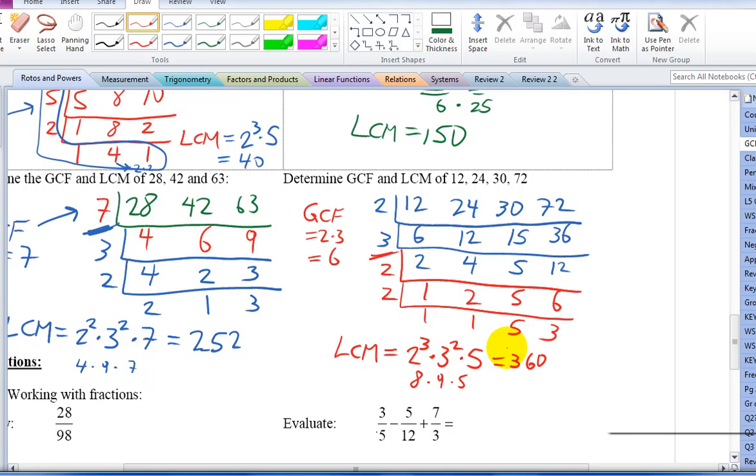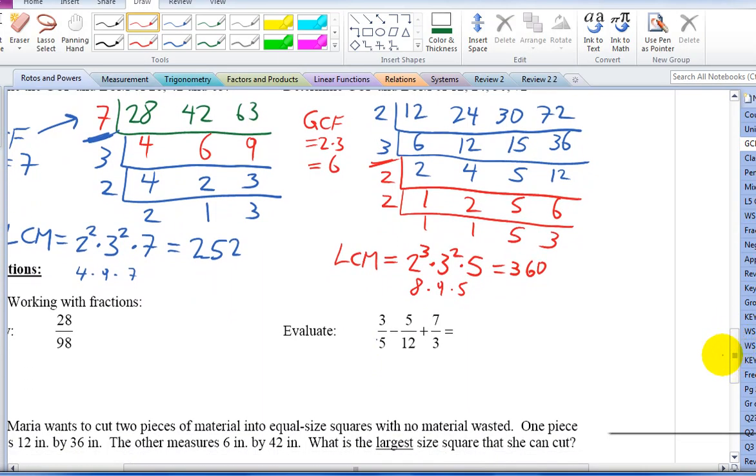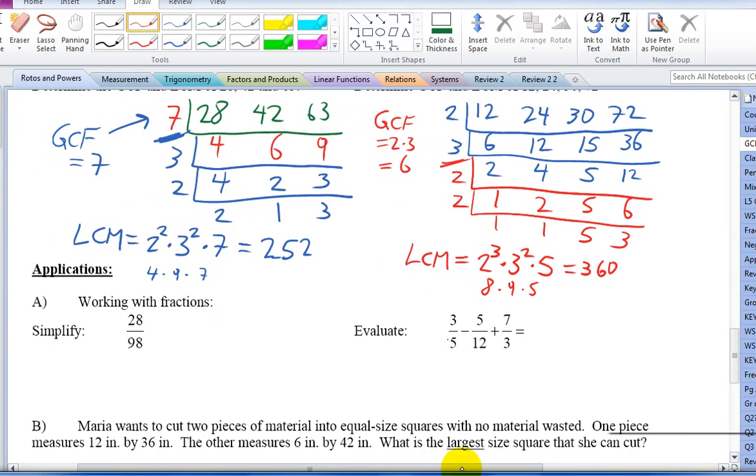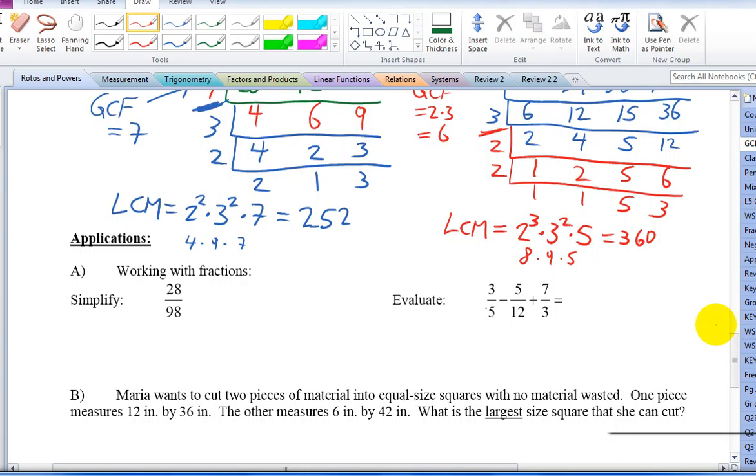All right. Thumbs up, down, in the middle. Where are you guys at? Now your homework, we're going to start with some easier questions and then get a little more complicated. We're going to whiz through these. Working with fractions, 28 and 98. When it says simplify, it means to reduce to lowest terms. So what we do is we divide by the GCF.